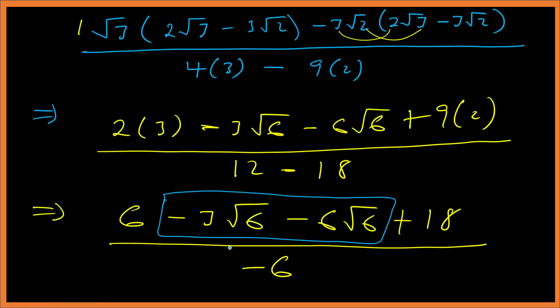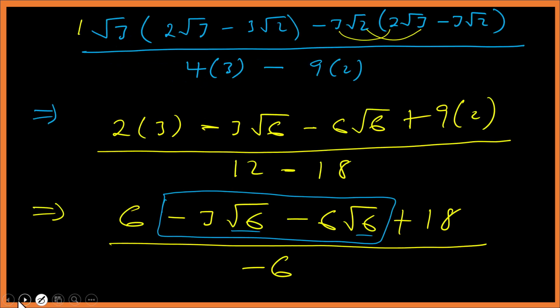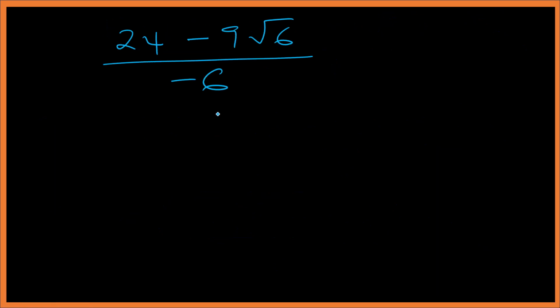Okay, and minus 3 we have 6. So minus 3 minus 6 will be minus 9 root 6. So minus 9 root 6 with minus 6. Okay, so from here we can write this one as 24 on minus 6, minus 9 root 6 over minus 6.